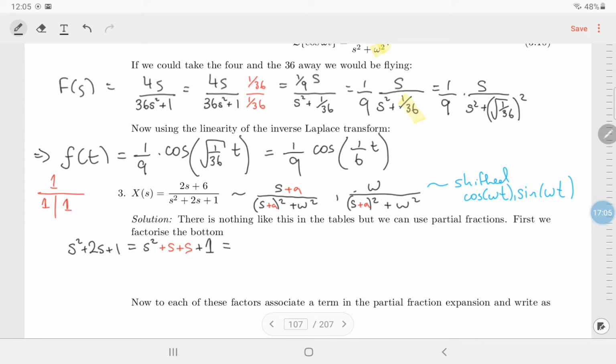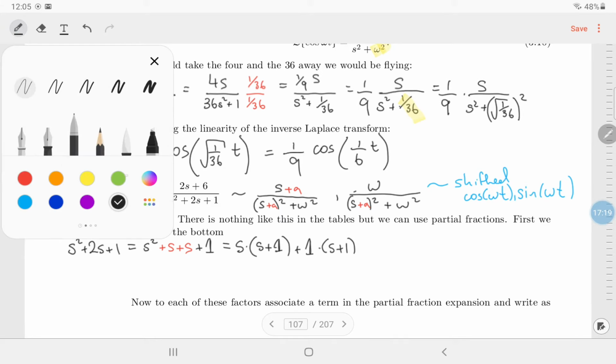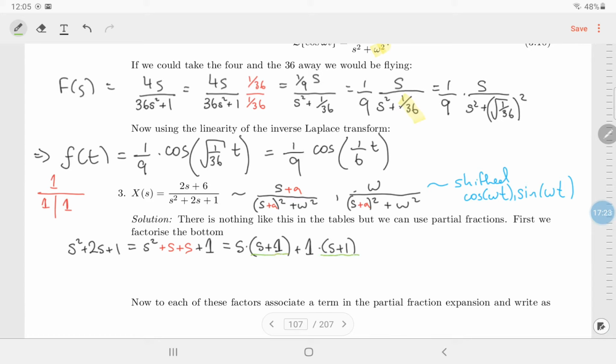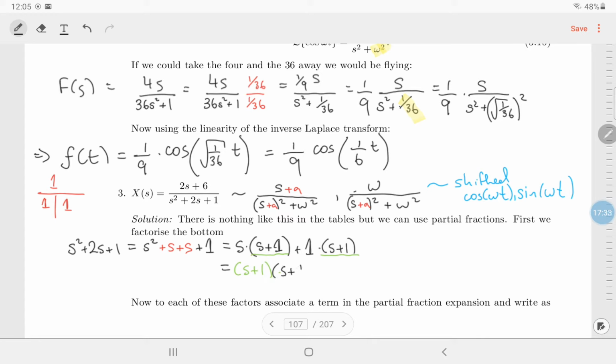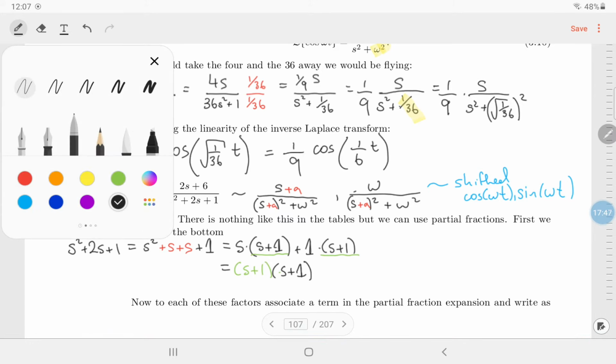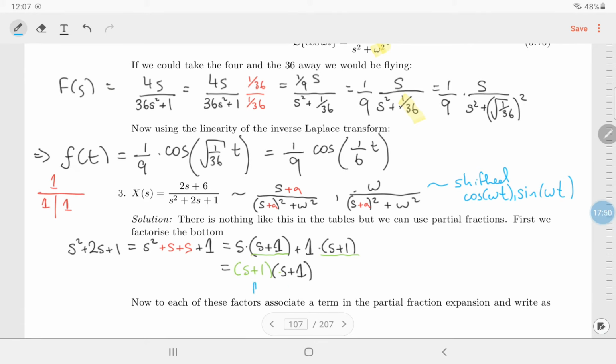plus 1. And now you have a common factor out of the first two, which is s, and you're left with s plus 1. And then if you want to get s plus 1 again, all you can really take out is s plus 1. And now you've got a common factor again. So you can take out that common factor of s plus 1. And what are you left with? So it's s plus 1 times s plus 1. Now, this is a rule 2 case because s plus 1 is repeated.